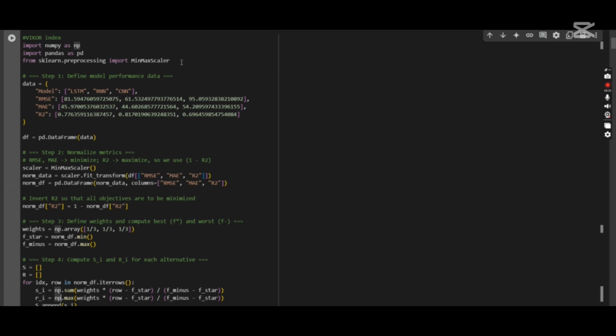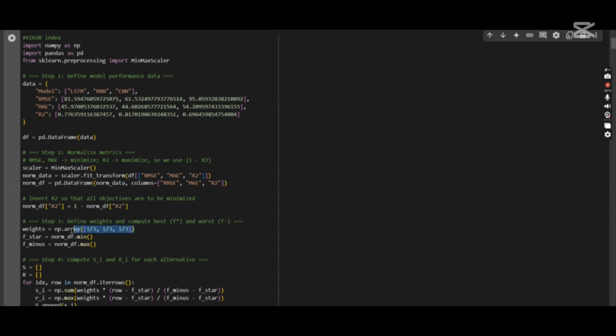Here you can see again I have imported the libraries. This is the statistical performance data which I have acquired from LSTM, CNN and RNN model training and testing, and this data is uploaded to the data frame in Google Colab. Again the same thing is adopted. The data is normalized by using the minimum maximum scalar, and R square is maximized, so we use 1 minus R square to minimize it. So now again invert R square. So this is basically invert 1 minus norm R square.